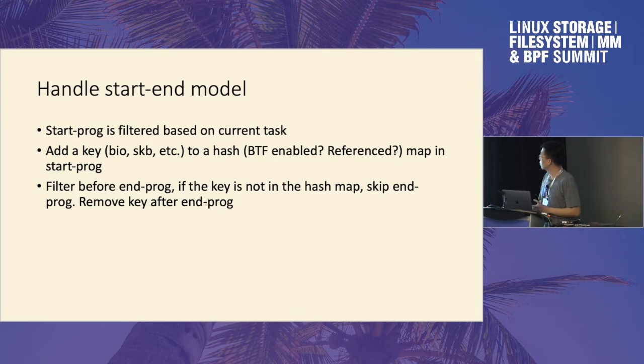the IRQ context, we can have the start program, which is filtered based on current task, and we add a key with the BIO or SKB to a hash map. I think we probably want BTF enabled, or maybe even a referenced map in this case, but that's something I'm not quite sure about. So basically the rough idea is to use this hash map as the filter. We populate the element into this hash map in the start program. And before the end program, which is in the IRQ, we use this hash map as the filter. If the data coming into the end program is not in this map, we just skip it. And of course, once we use it, we need to free the key after we use it in the end program.